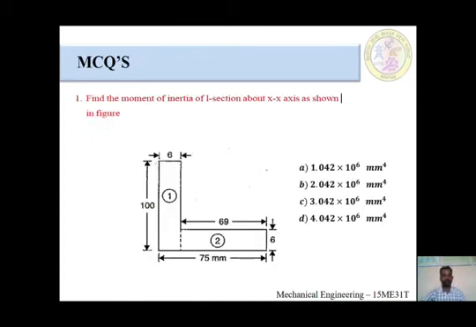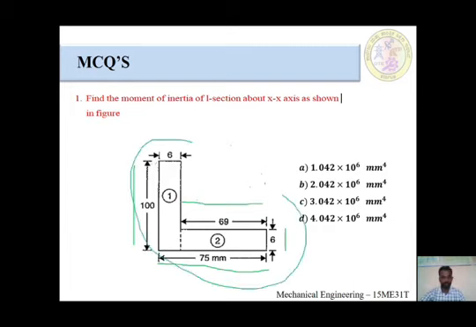Okay, first question is find out the moment of inertia of L section about x-axis as shown in figure. This is the figure. Okay, this distance they have given 100, this distance they have given 75, this distance they have given 60, this distance they have given 65. By using the previous sessions' problems or previous session discussions, we are supposed to calculate the moment of inertia of L section about x-axis.